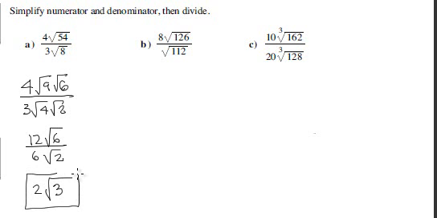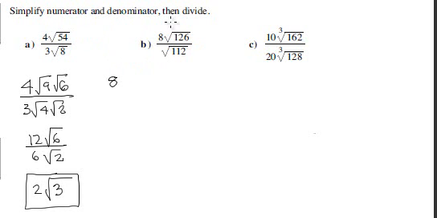Nothing wrong with this way, it works. I'm kind of used to going the other way where possible, where you divide first and then clean up the result. 8 root 126 over root 112. Well, here they probably have a point, because these are certainly not nice numbers. They could use a little cleanup.